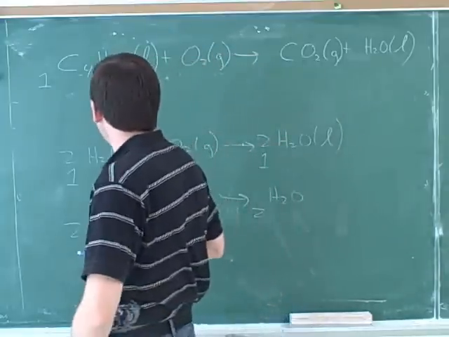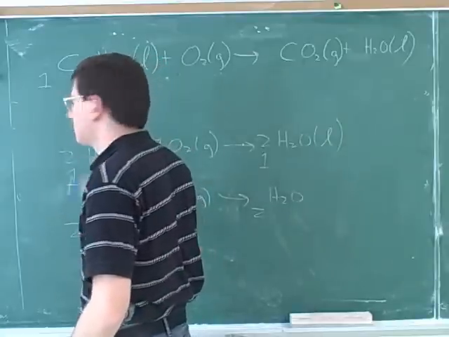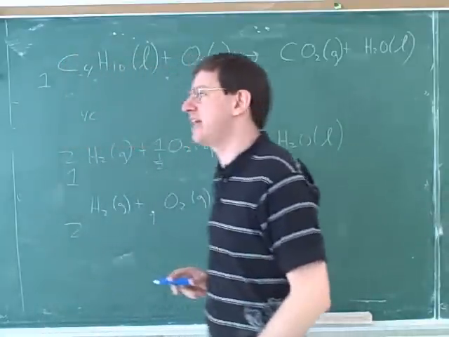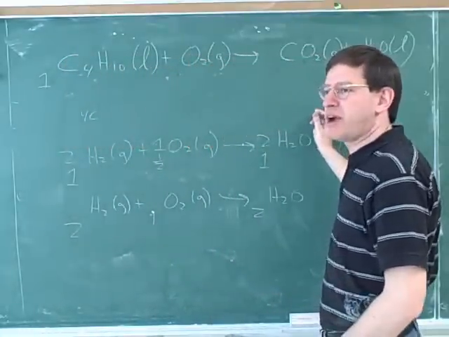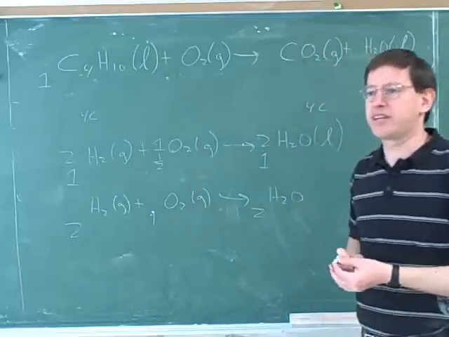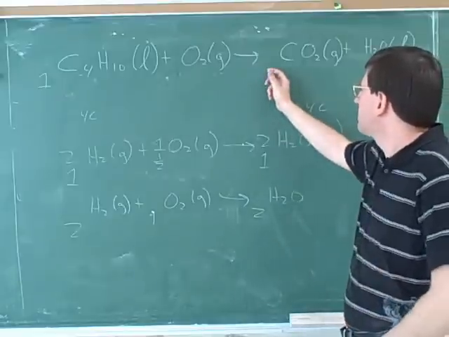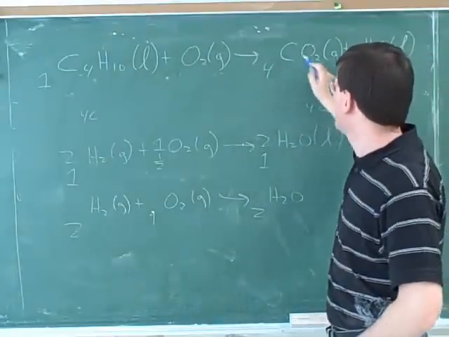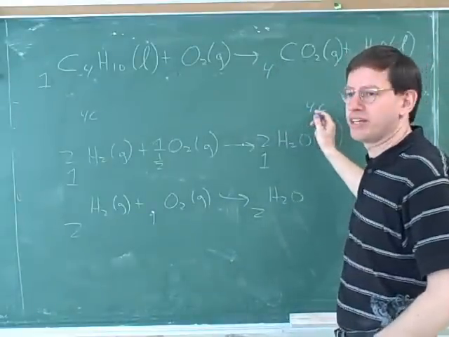So now, what's the total number of carbons on the left? Four carbons. I'm going to write that down. What's the total number of carbons on the right? Four carbons, because they have to balance. So now what does this coefficient have to be? Because 4 times 1 is 4. All right, maybe it helps to actually write down these totals.